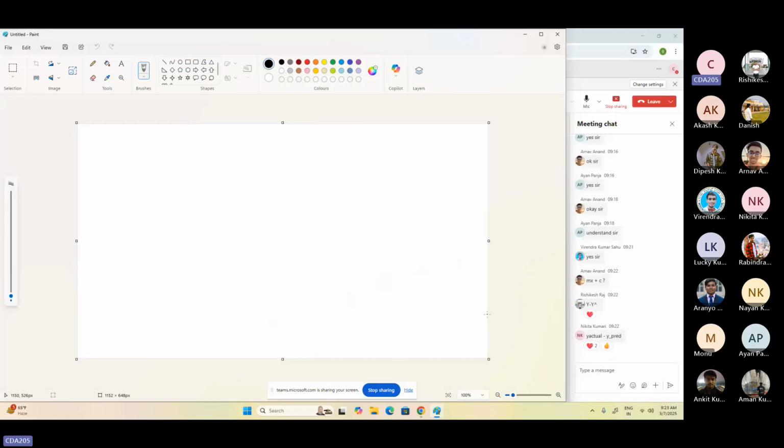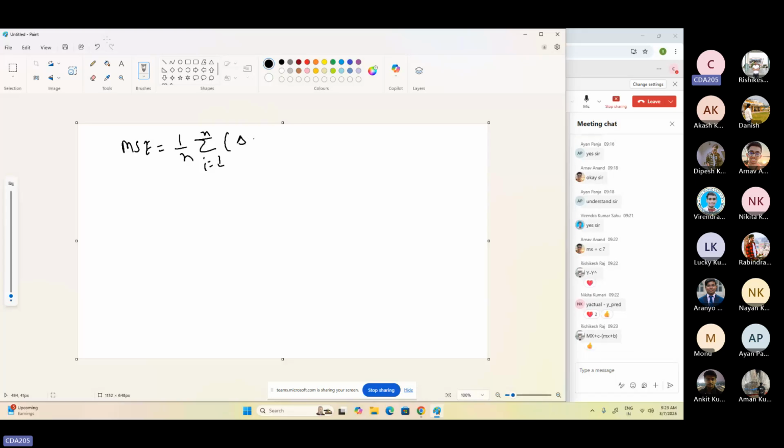So we have MSE. I already told you that is 1 by n summation i is equal to 1. Okay, Rishikesh, you are right. And then what? How has the C come? That C is only B, na? Rishikesh, you are getting confused with C and B.